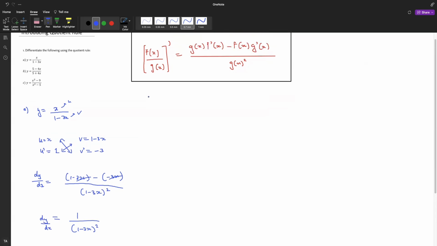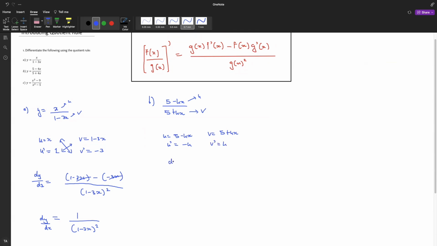But I'll do a similar thing for the second one: 5 minus 4x over 5 plus 4x. Again, this is going to be our u, and this is going to be our v. If u equals 5 minus 4x, then the derivative of u is negative 4. And if v equals 5 plus 4x, then the derivative of v is positive 4.